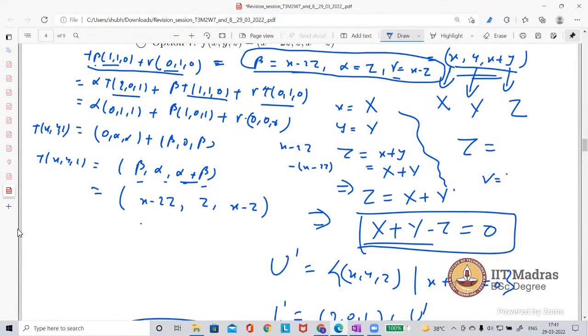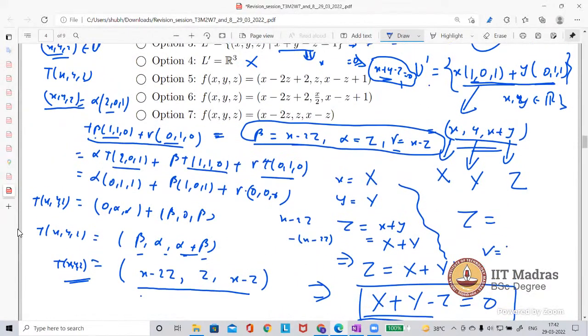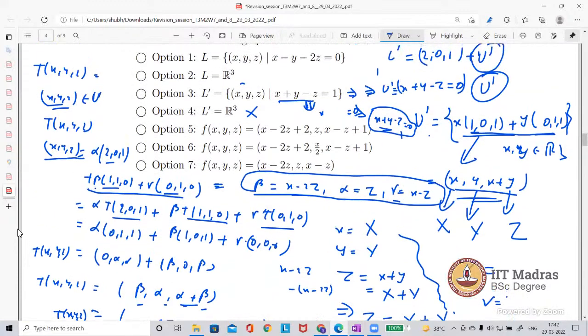Okay, I want to listen from your side. That's why I'm not solving. Last option is correct. Yeah, so actually the t will be exactly this one. If you check, yes, t will be this one. Option 7. So you got t. Okay.